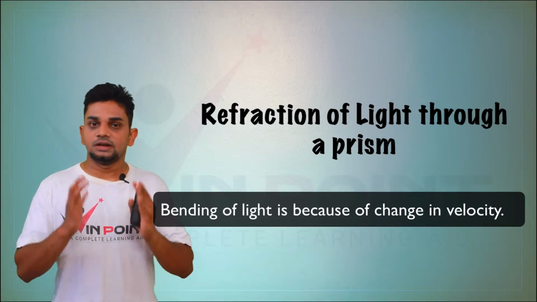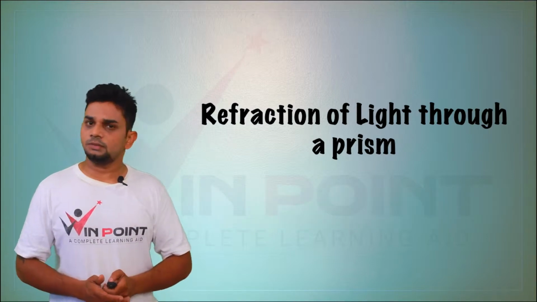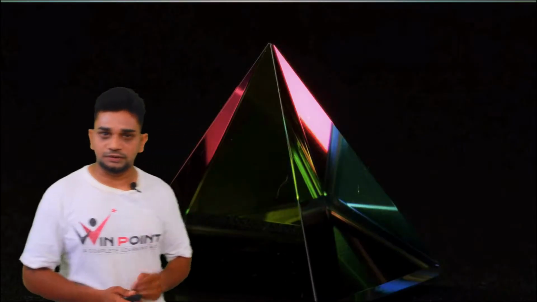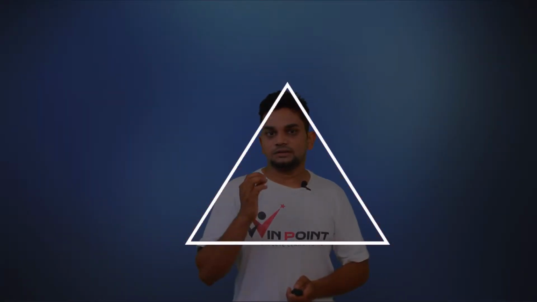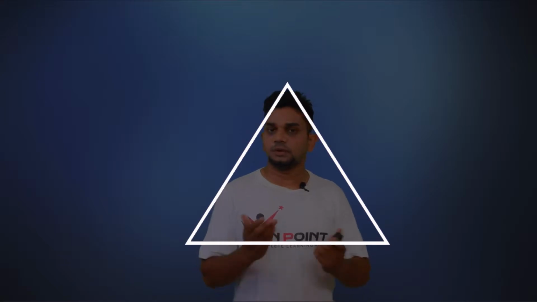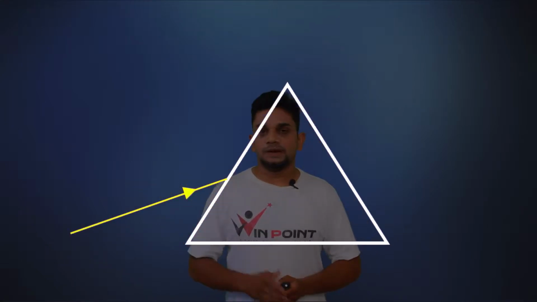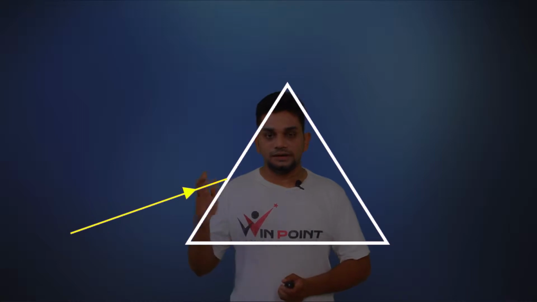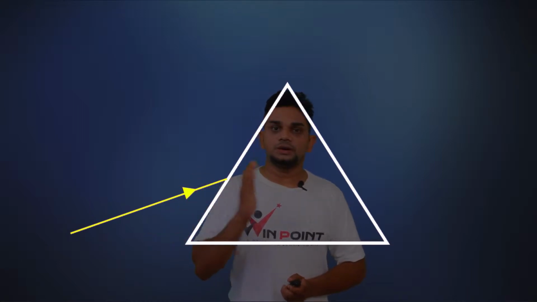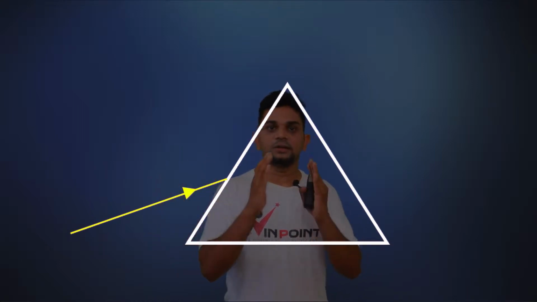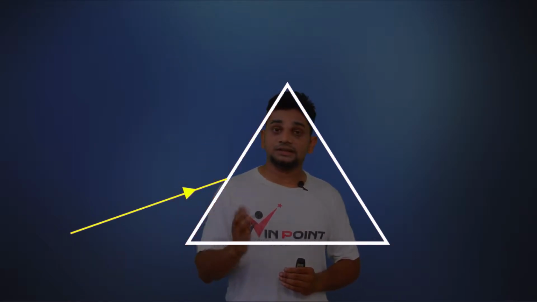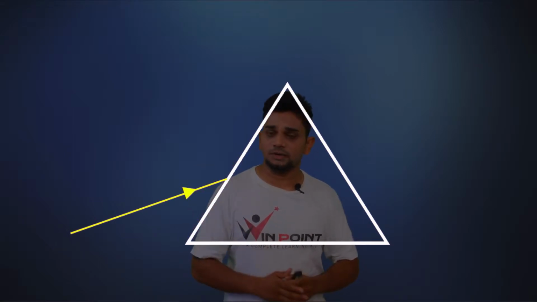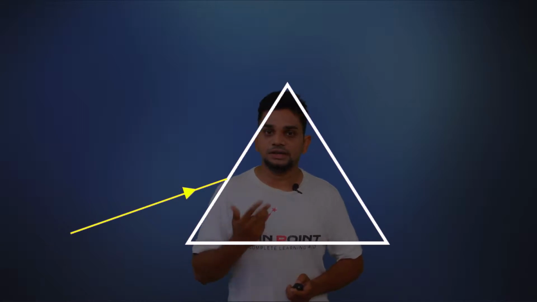Here we are going to discuss refraction of light through a prism. What do you mean by a prism? Here you can see a prism. When we are transmitting light through this prism, what is going to happen? When light is passing through this prism, it is transmitting from air to glass. When the light is traveling from one medium to another medium, there will be bending. The light will change its direction.